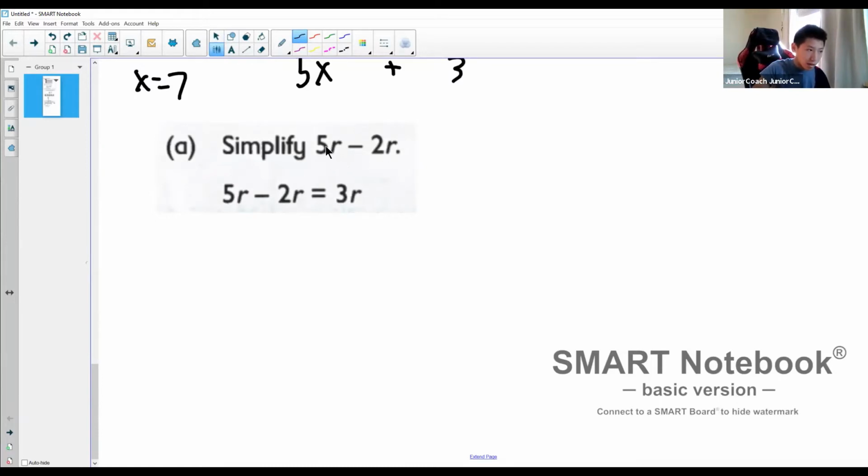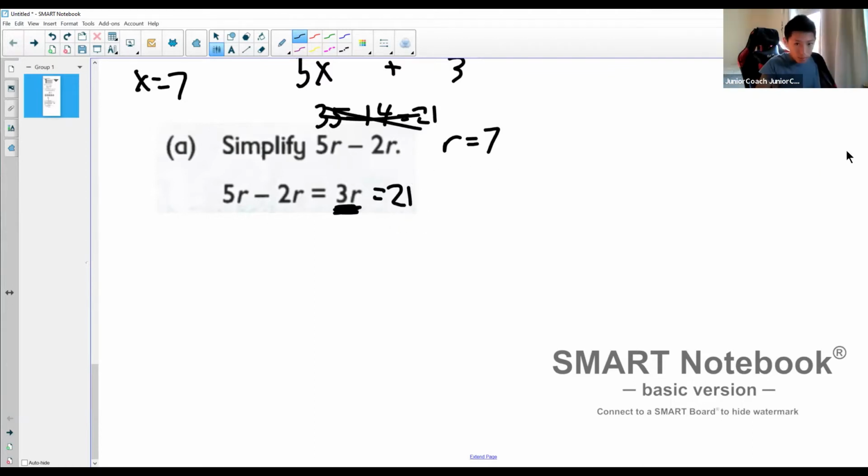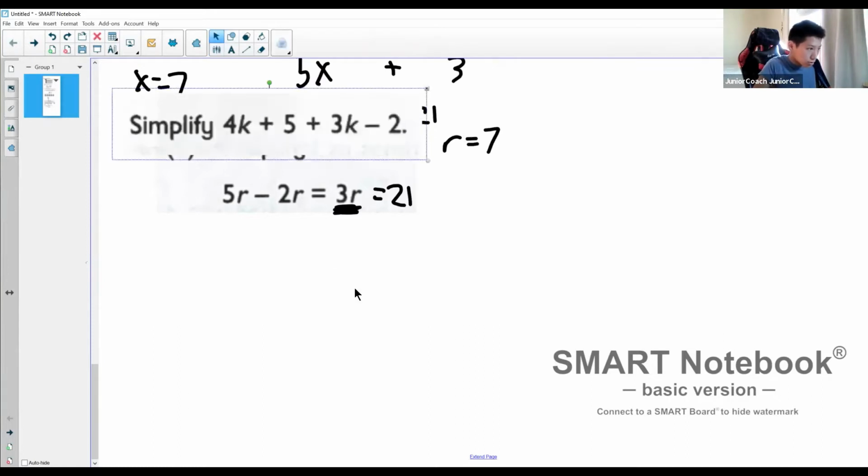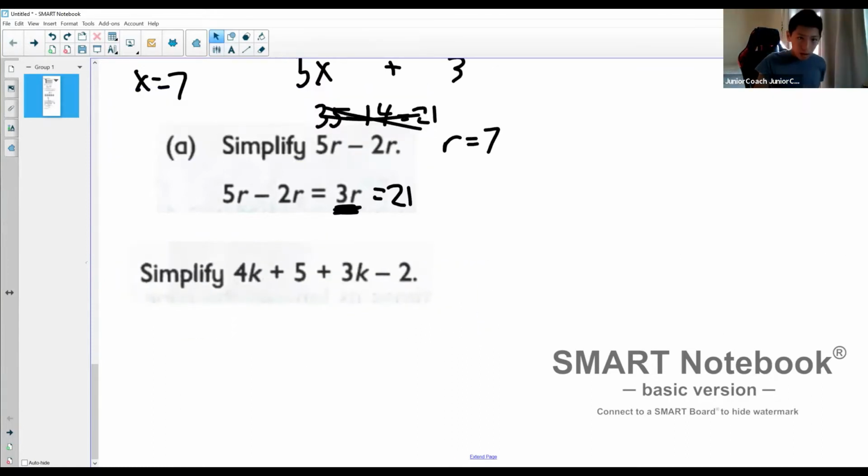However, we can take 5r minus 2r, and then we can get 3r, right? And so if we ever do know what r is, let's say r equals 7, then we can quickly solve it to be 21, instead of going, oh, this is 35, and this is 14, and then we get 21. That's just so much work, right? We don't want to do this. We want to simplify it, so if we ever get this, we can solve it quickly. Okay. And now I'm going to give you a question. I'd like you to send me the answer for that.